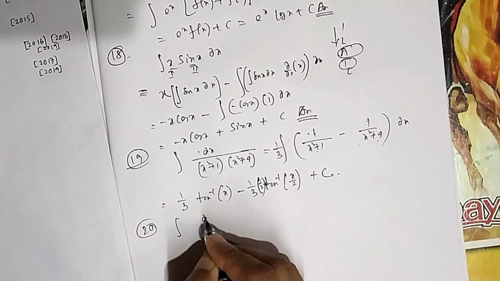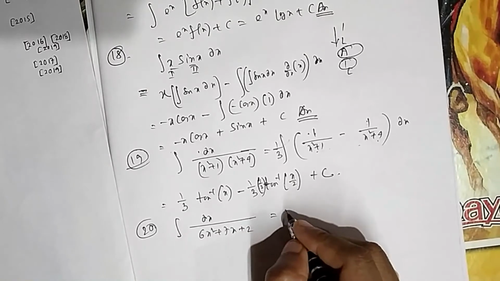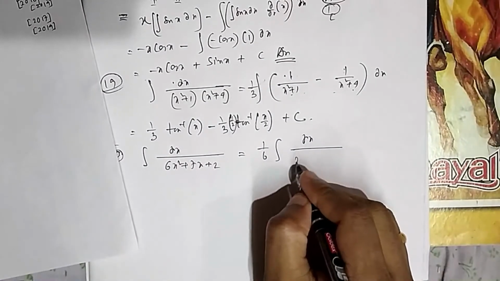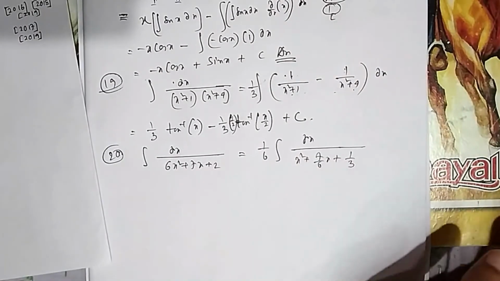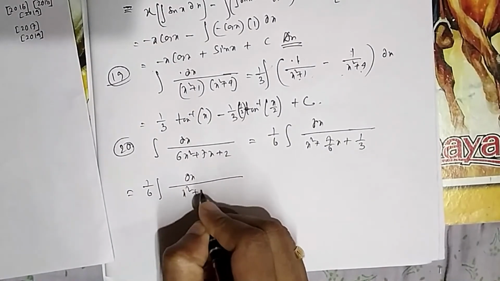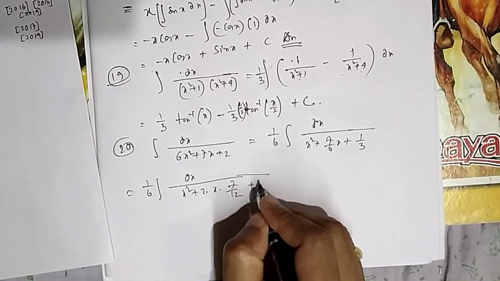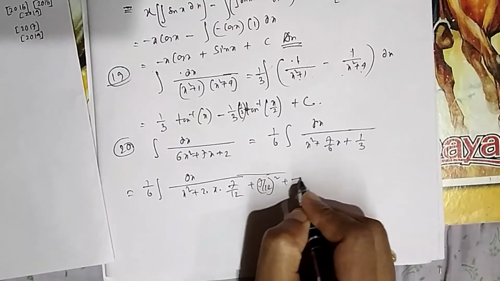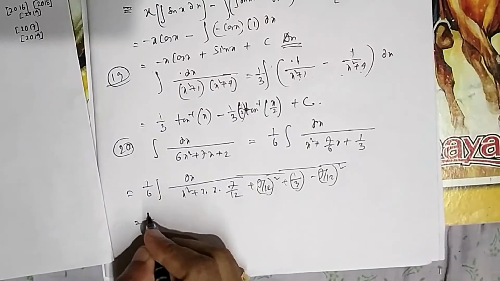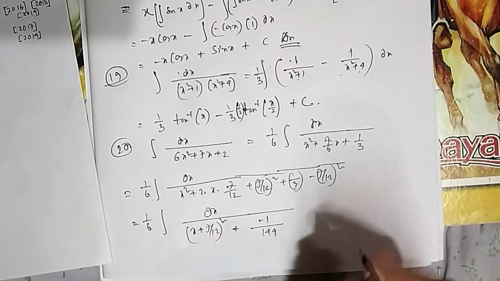Question 20, again that format, by making it a perfect square: 6x square plus 7x plus 2. So what you do, you take 6 out first, 1 by 6, make x square look single by dividing by 6. Then you make it a perfect square, complete the square. So it will be x square plus 2 into x into 7 by 12, so it will be 7 by 6. So it will be 7 by 12 whole square plus 1 by 3 minus 7 by 12 whole square. So it will be 1 by 6 integration dx divided by x plus 7 by 12 whole square. So it will be of this format.